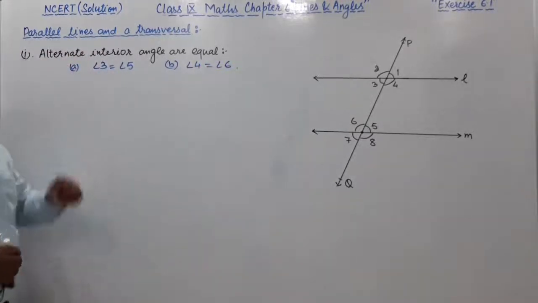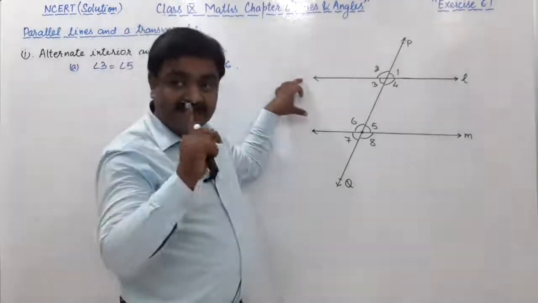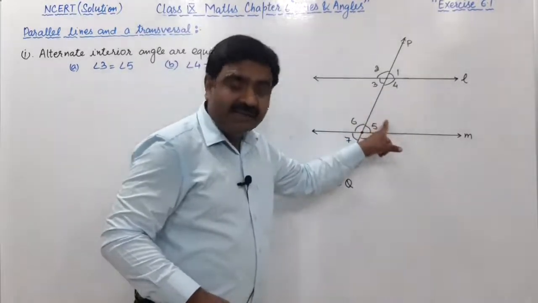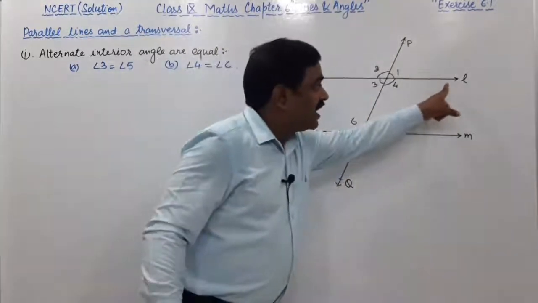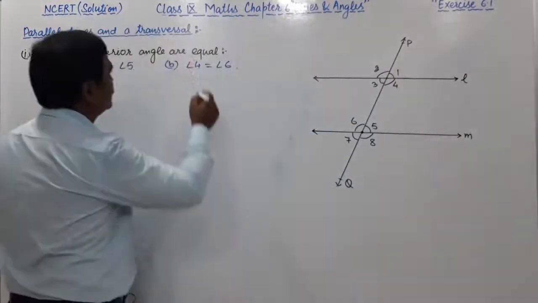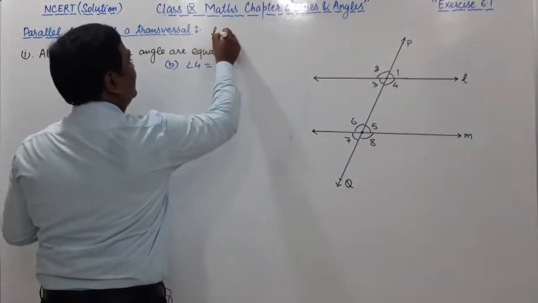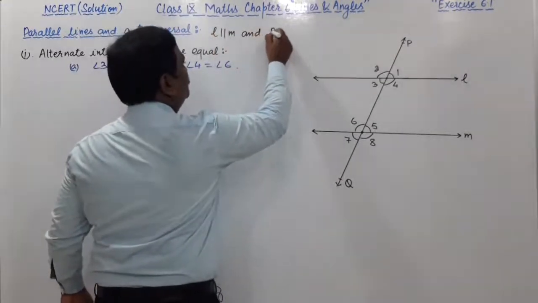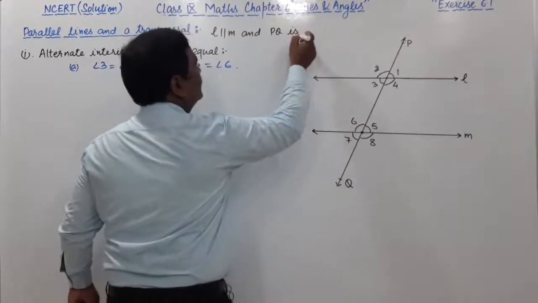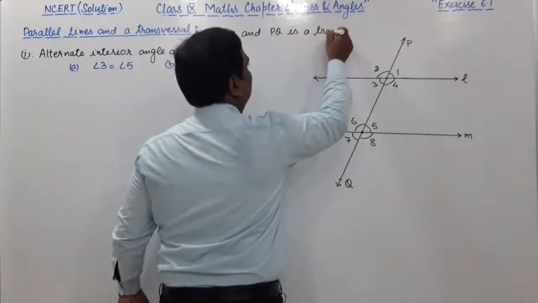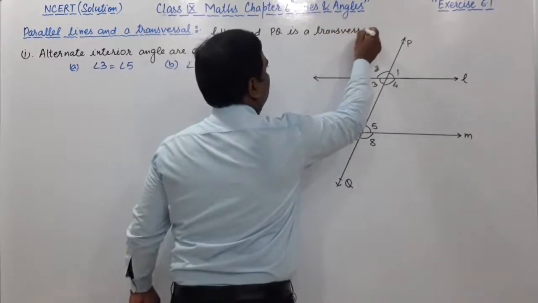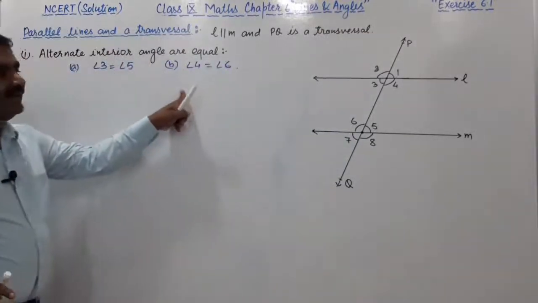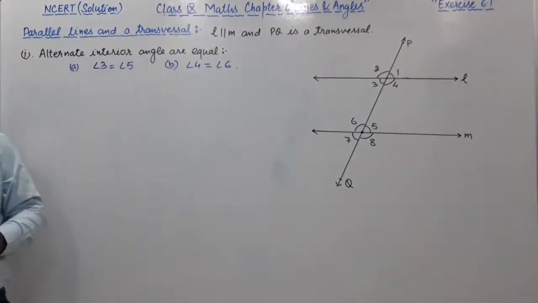ये दोनों एंगल्स इक्वल कब होंगे? जब ये दोनों लाइंस पैरेलल होंगे, ये याद रखना. This you keep in mind. Angle 3 is equal to angle 4. They are alternate interior angles. They are equal in measure in case line L is parallel to line M. So here you just write down L is parallel to M and PQ is a transversal. Right? Only in this case they will be equal. Alternate interior angles are equal in measure.